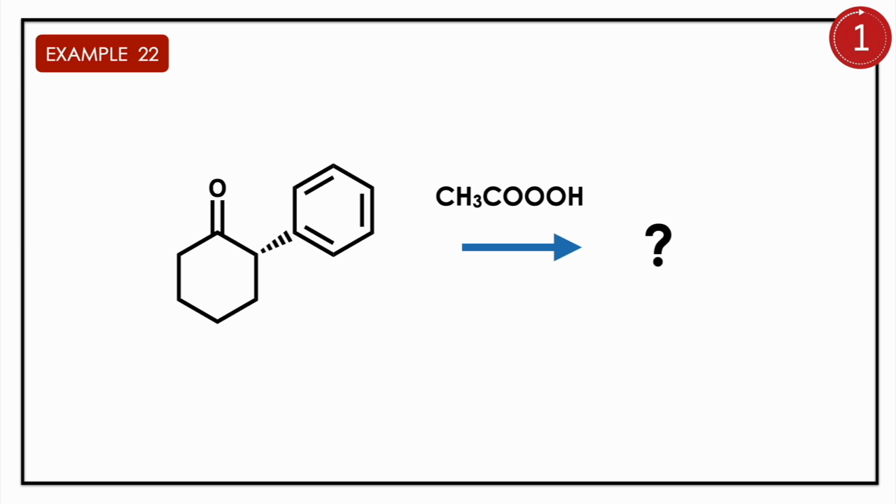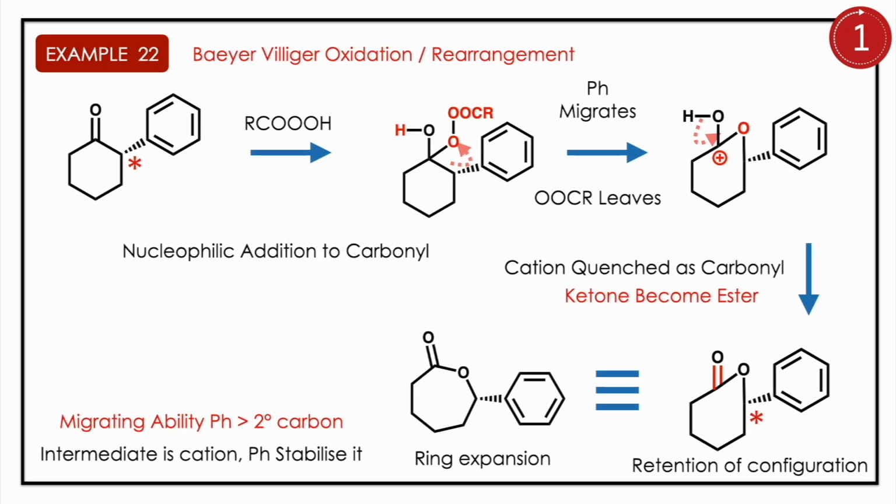Then the next question. You have cyclohexanone. At the second position you have a phenyl which is below the plane, stereochemically specified. You are using the peracid. You should find what will be the final product. Here you have the carbonyl and you are using the peracid. So nucleophilic addition to the carbonyl happened. So RCOO minus adds to the carbonyl. OH also forms. The addition forms a new CO bond which makes the carbon unstable.